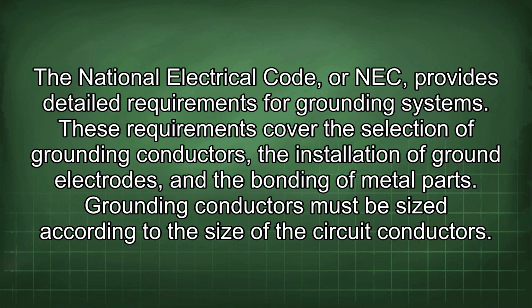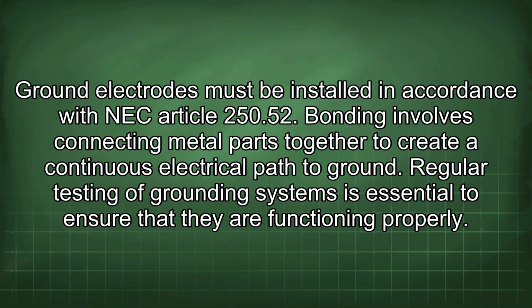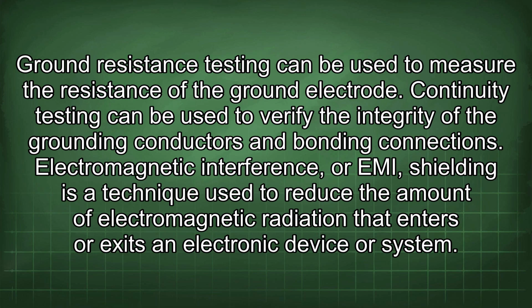Grounding conductors must be sized according to the size of the circuit conductors. Ground electrodes must be installed in accordance with NEC Article 250.52. Bonding involves connecting metal parts together to create a continuous electrical path to ground. Regular testing of grounding systems is essential to ensure that they are functioning properly. Ground resistance testing can be used to measure the resistance of the ground electrode. Continuity testing can be used to verify the integrity of the grounding conductors and bonding connections.